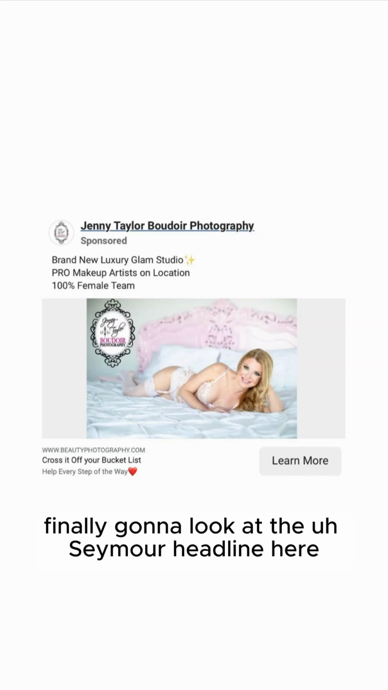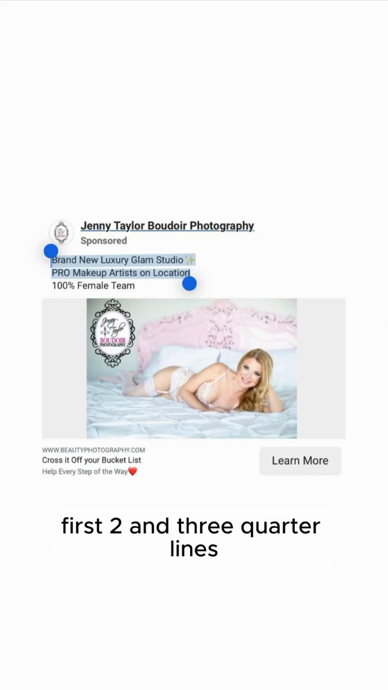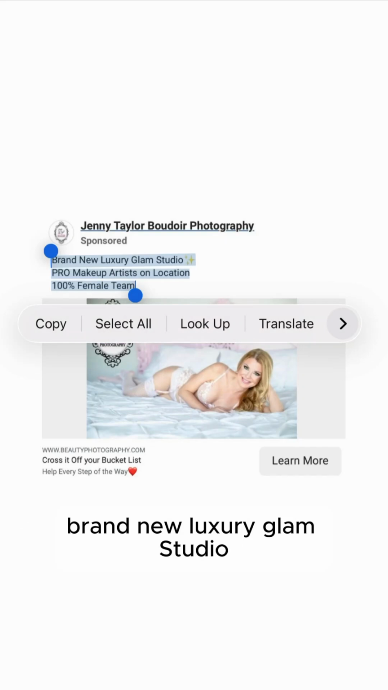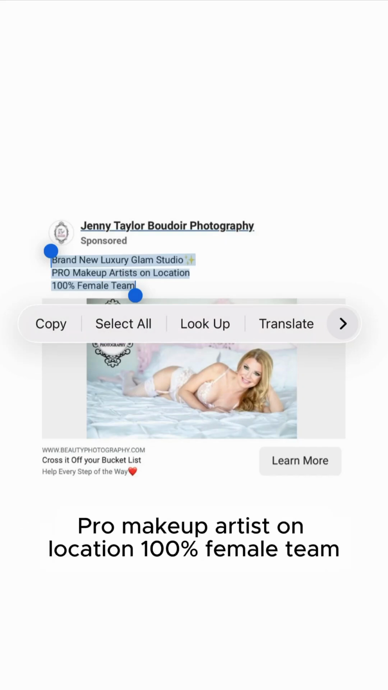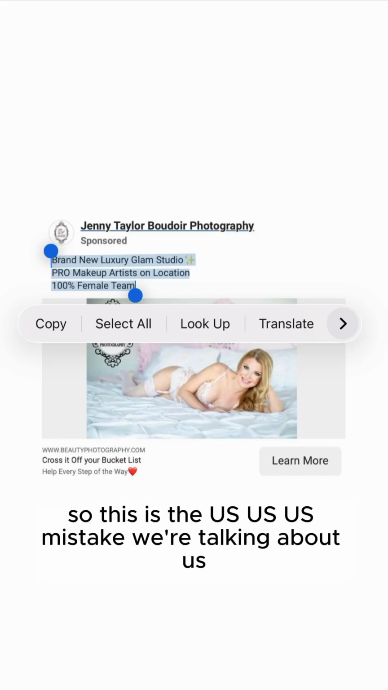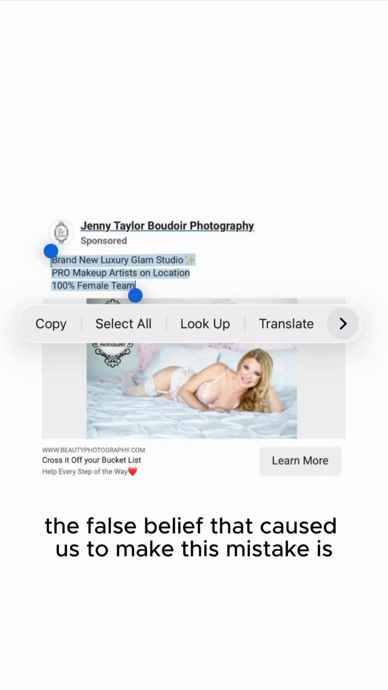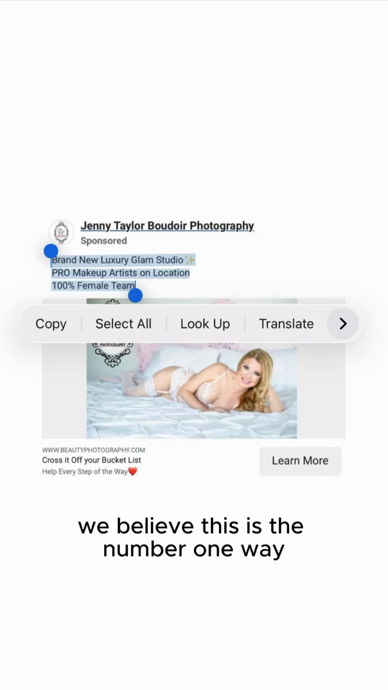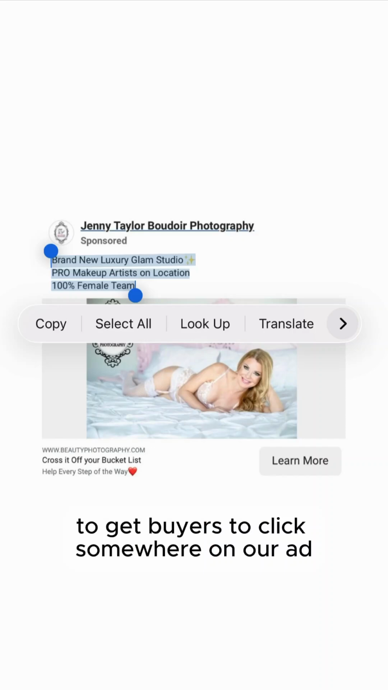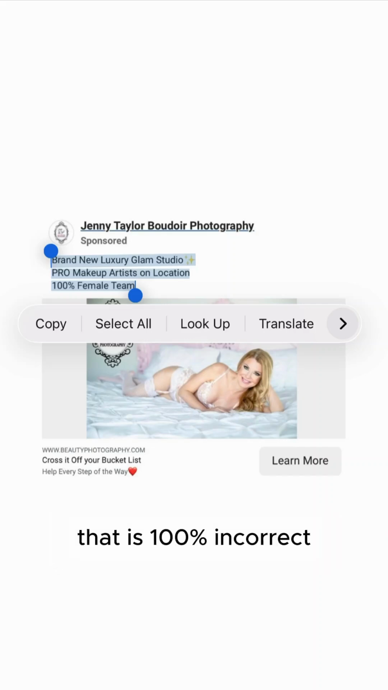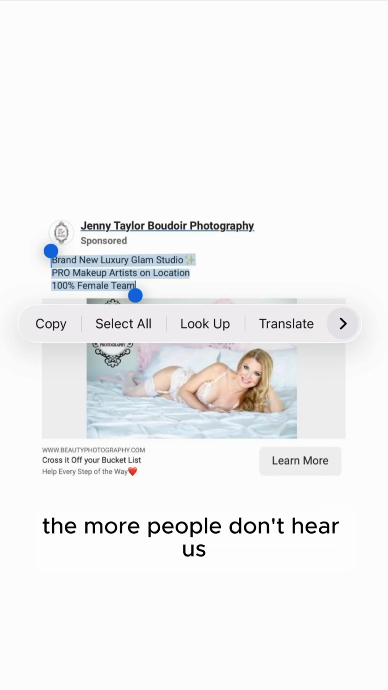All right, finally gonna look at the see more headline here. First 2 3/4 lines, Facebook mobile news feed. Brand new luxury glam studio. Pro makeup artist on location. 100% female team. All right, so this is the us mistake. We're talking about us, we're talking about us, we're talking about us. And the false belief that caused us to make this mistake is we believe this is the number one way to get buyers to click somewhere on our ad and get our ad into their brain. That is 100% incorrect. The more we talk about us, the more people don't hear us.